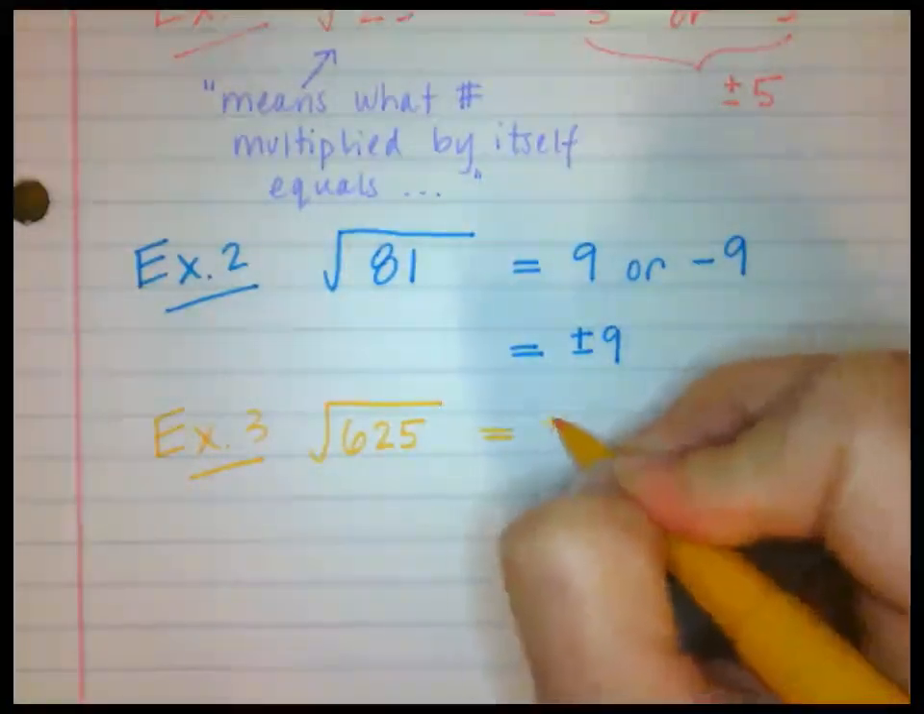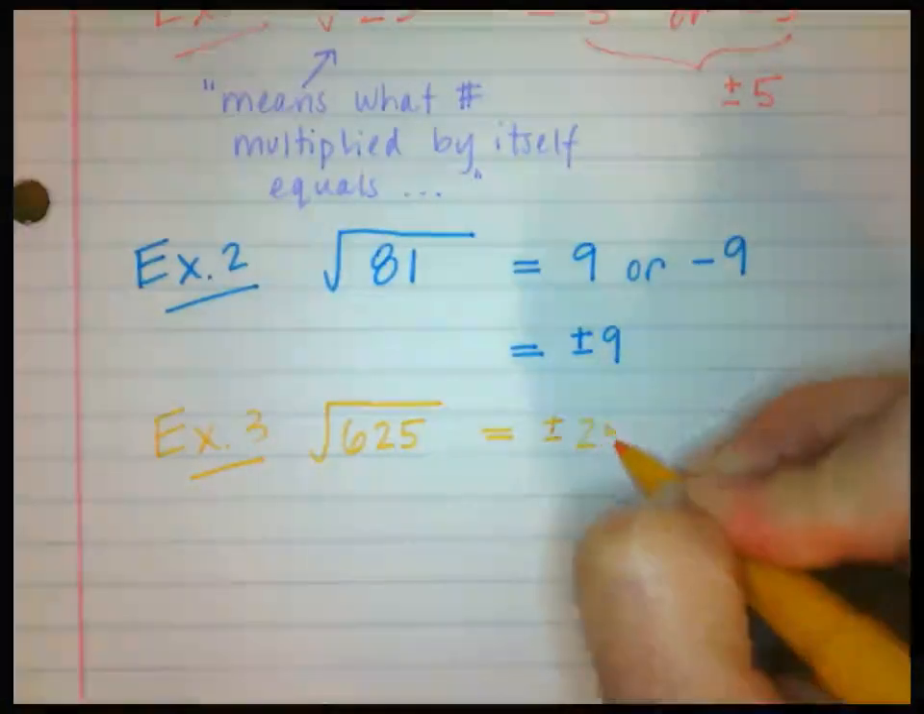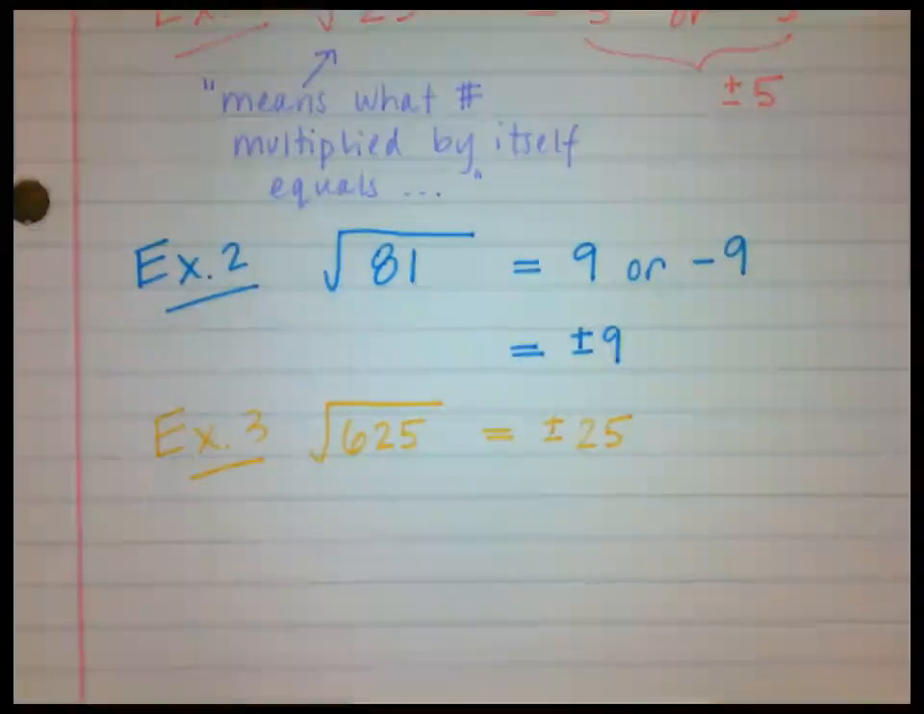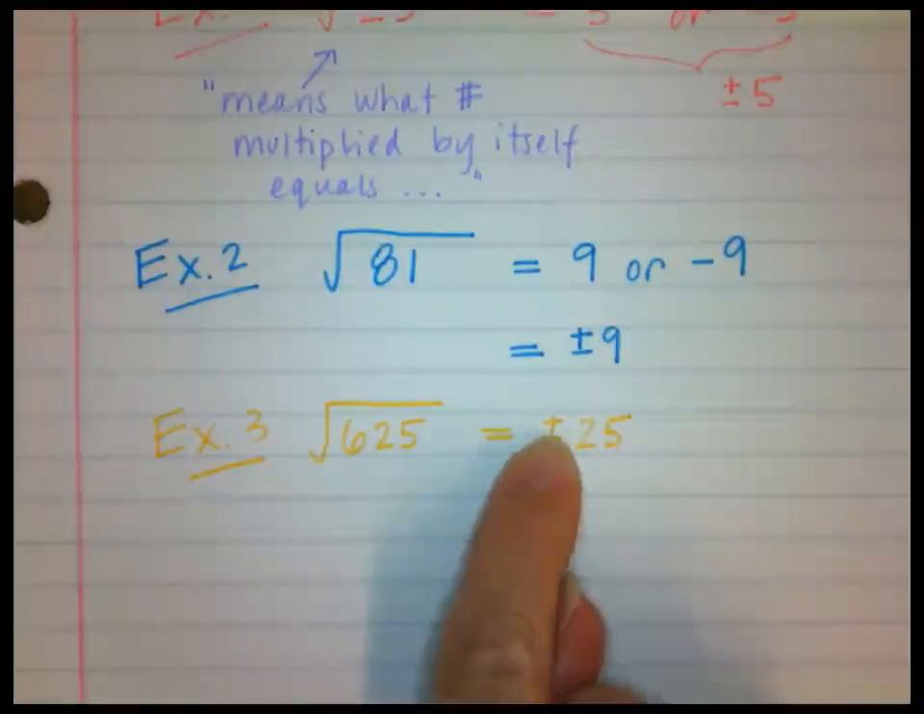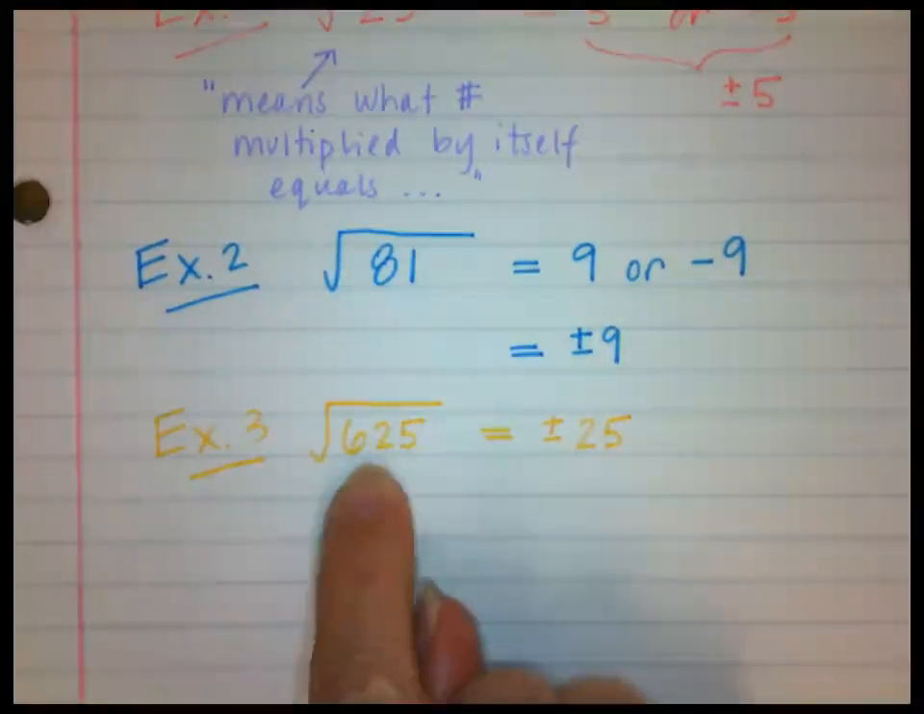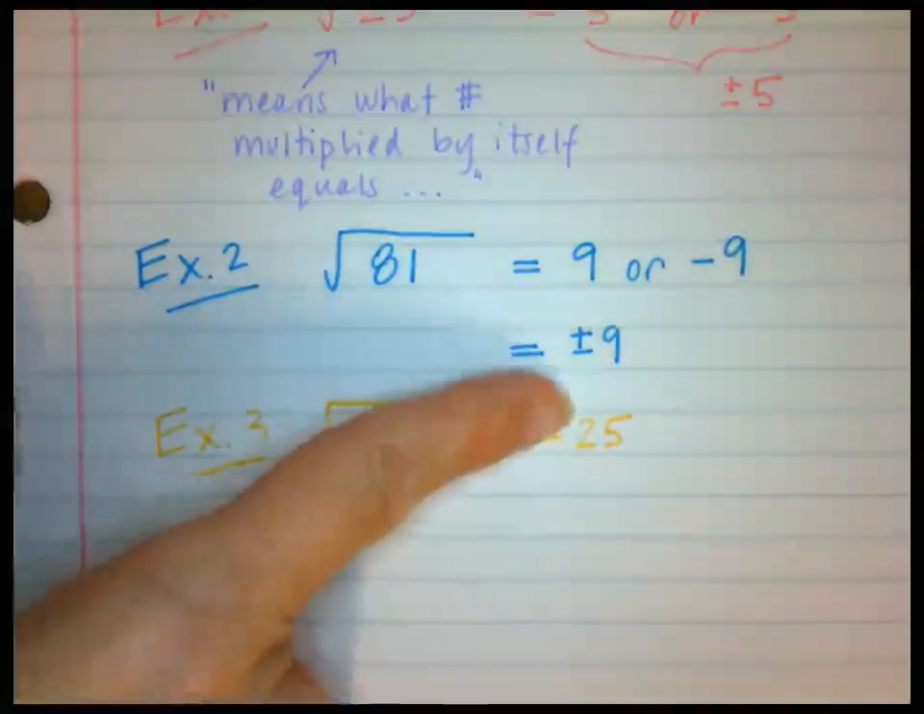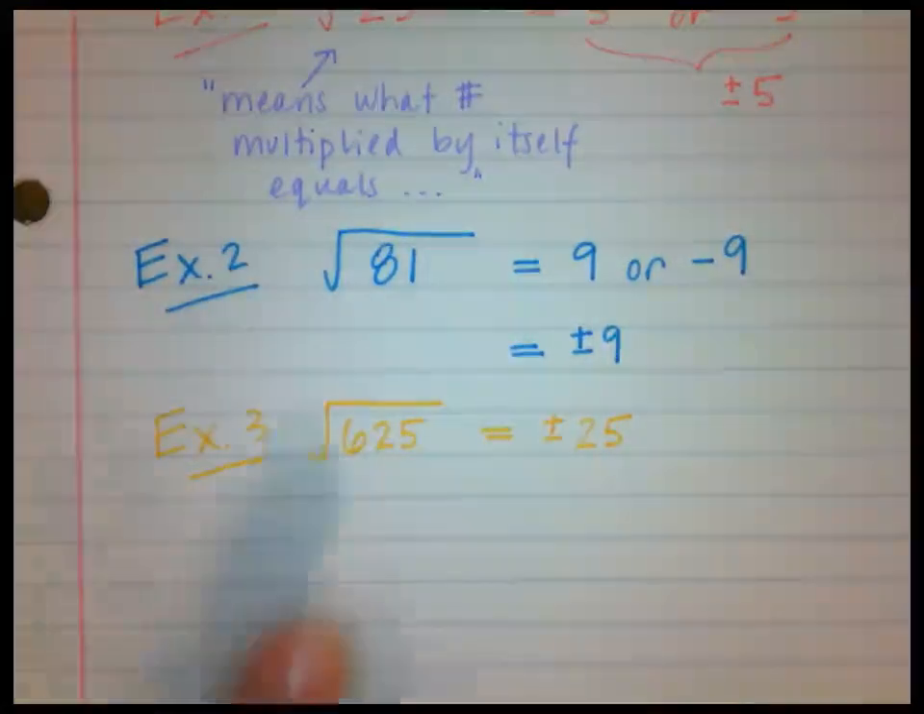So if you know your flashcards well, then you know that that's 25. But remember, it can be positive 25 or negative 25. Because if we multiply 25 by itself, we get 625. If we multiply negative 25 by itself, we'll still get 625.